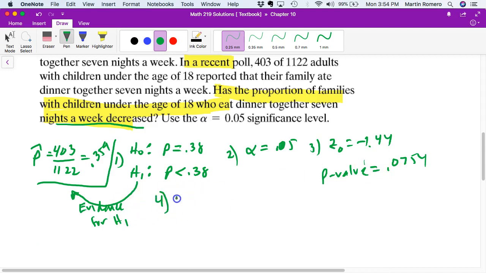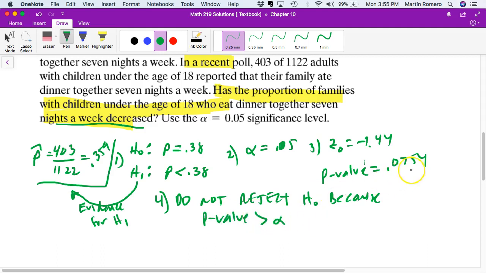So in this case, do not reject the null hypothesis because, why? Because the p-value is greater than alpha, right? What are we talking about again? Alpha. 0.0754 is greater than 0.05. So do not reject this. So we're saying we don't have evidence. We're rejecting that and not rejecting that.